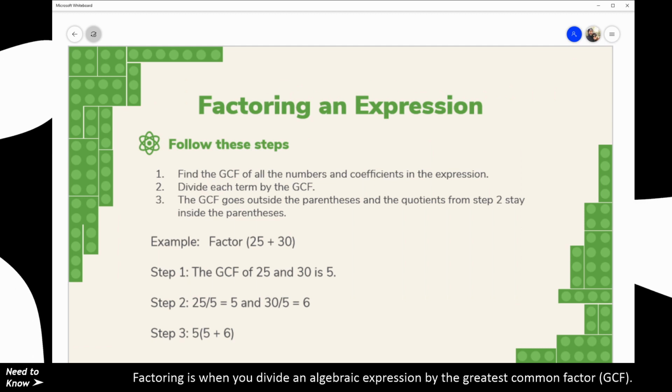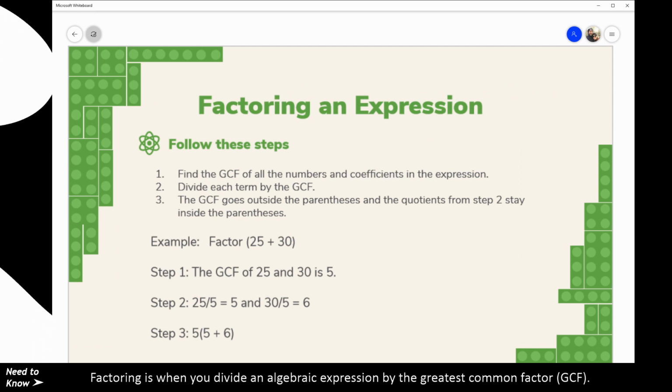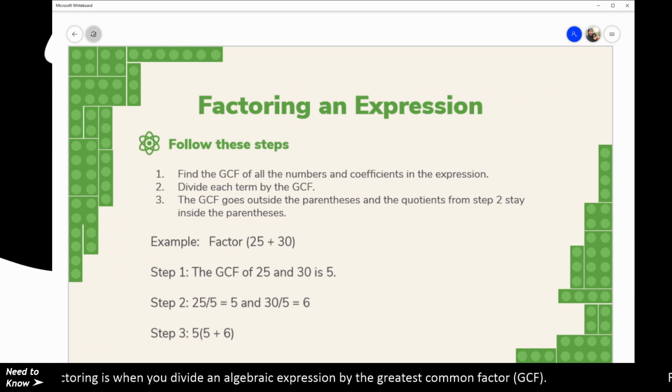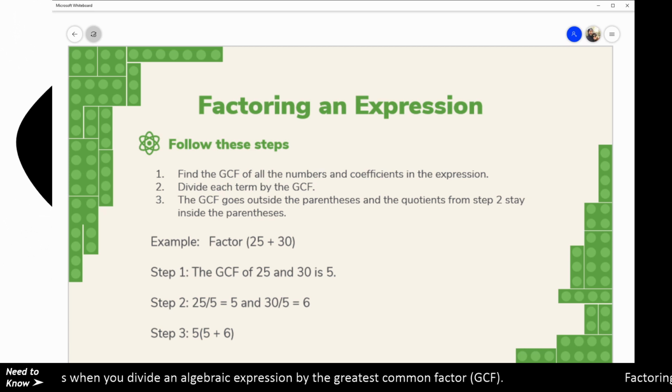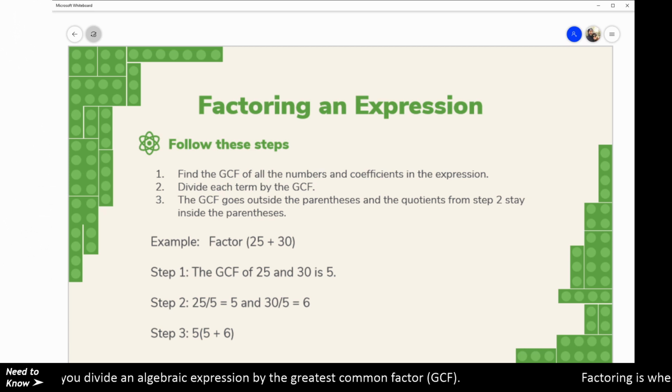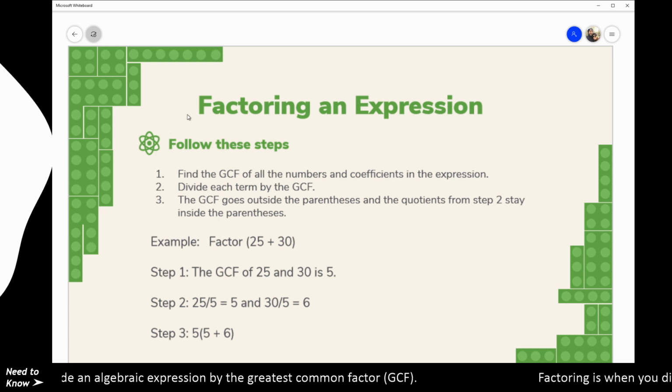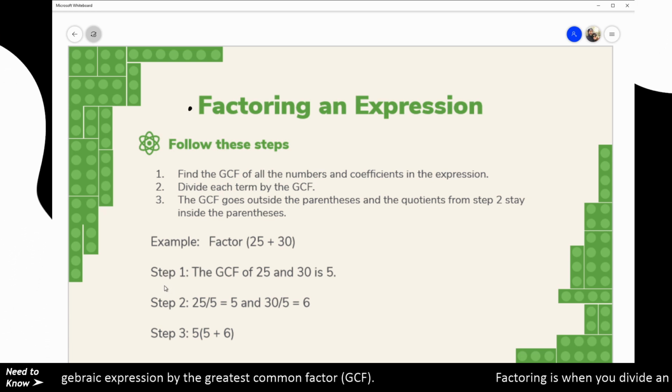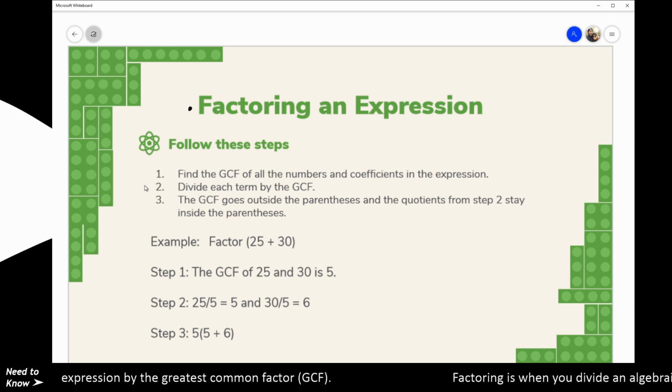Now I know I went quickly through that because this is not really a lesson about how to find the factors of a number or how to find GCF. Those are all things we've done in the past. What's new is how to factor an expression. So these are the steps we're going to follow to factor an expression.